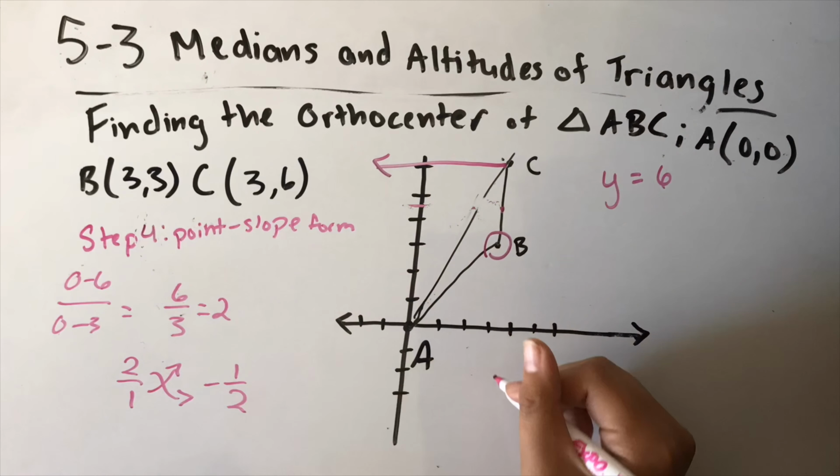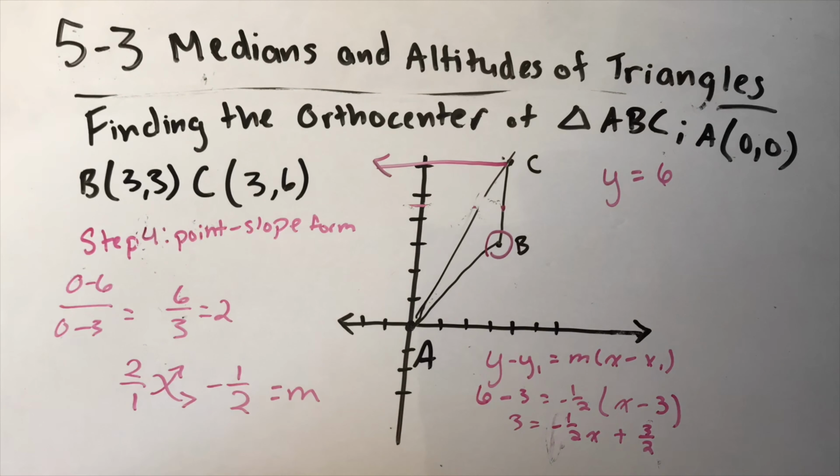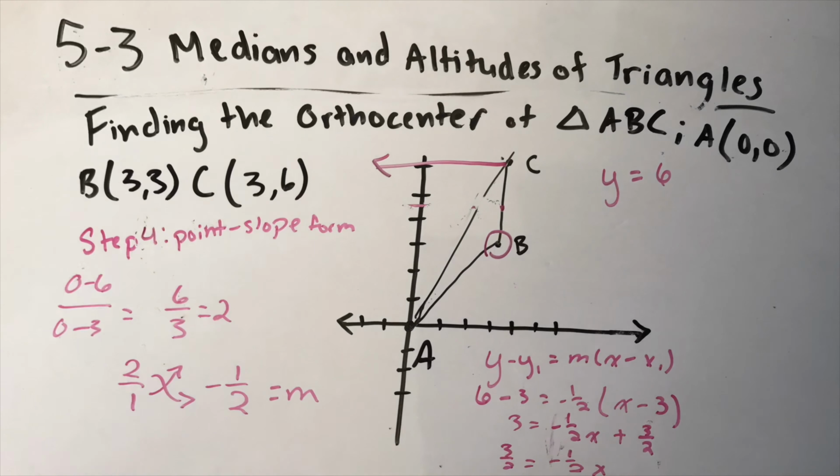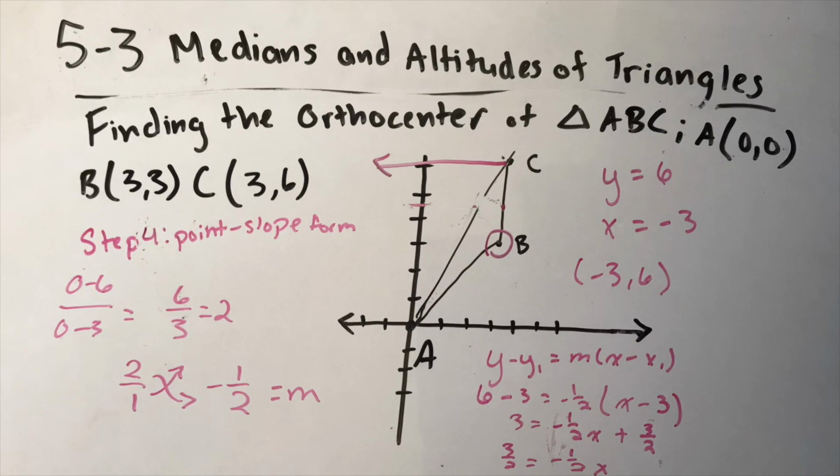Lastly, step 4, point slope form. We have to put everything we got into point slope form. Point slope form is y minus y1 equals m open parentheses x minus x1 close parentheses. We plug in what we know, y equals 6 and the coordinates of point B. Then we solve. X equals negative 3.